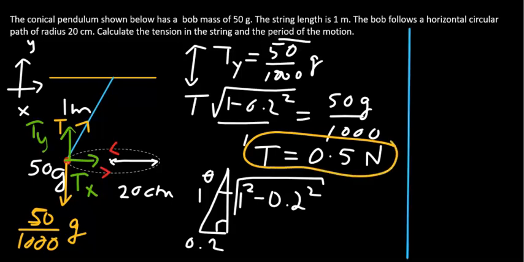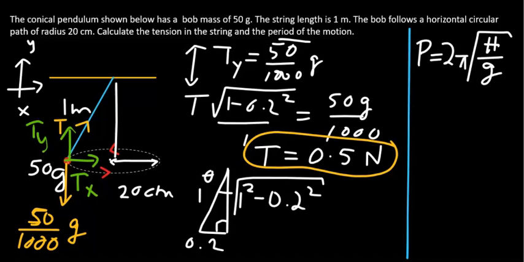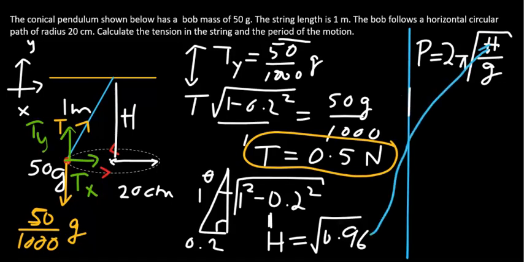Next, let's do the period of the motion. We know from the previous problem, period is defined as 2 pi times the square root of this vertical distance, let's call it h, over the gravitational acceleration. But we know what h is. H is just that, which we have determined from Pythagoras theorem. In other words, h is just the square root of 0.96. Substituting this number in here, we can find the period. That turns out to be 1.98 seconds. And that solves the problem.